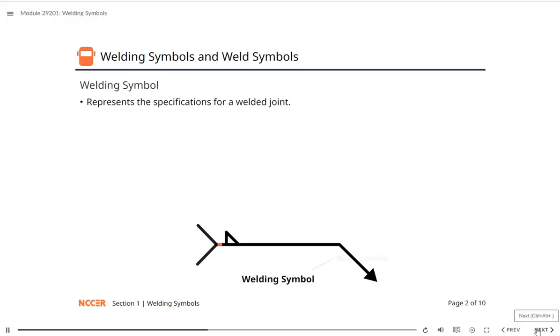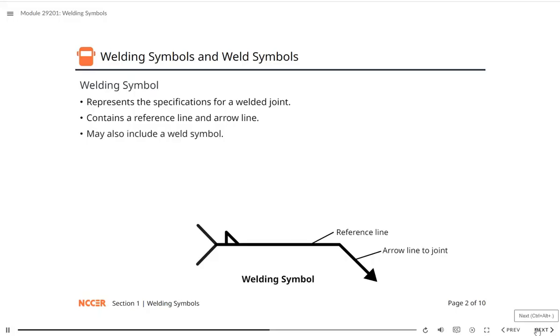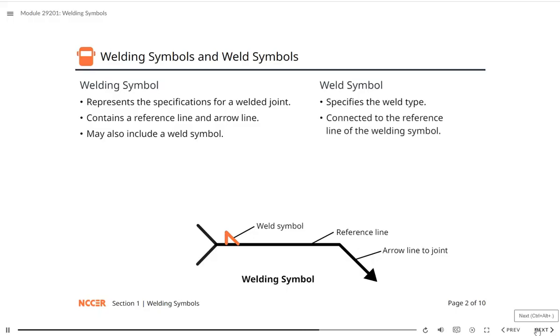Notice the horizontal reference line with an arrow line at one end. The arrow line, which can be on either side of the reference line, points to the location of the weld. Many welding symbols will also include a weld symbol. A weld symbol indicates the weld type. It is connected to the reference line of the welding symbol.